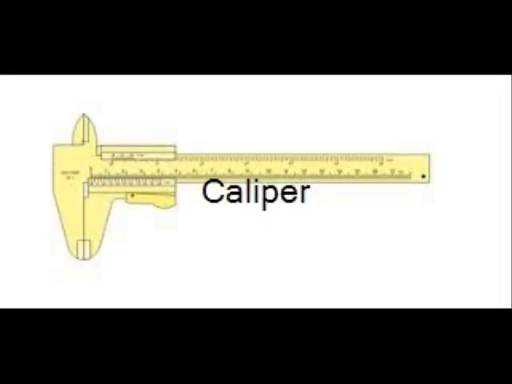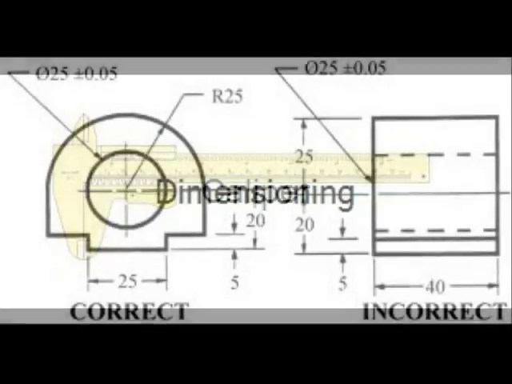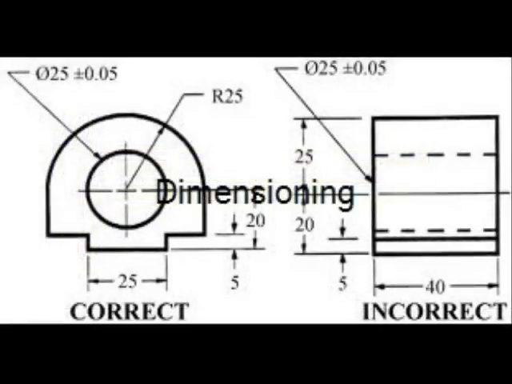This picture is of a caliper, which is used to precisely measure fairly small objects. This picture simply shows how to correctly and incorrectly dimension shapes.